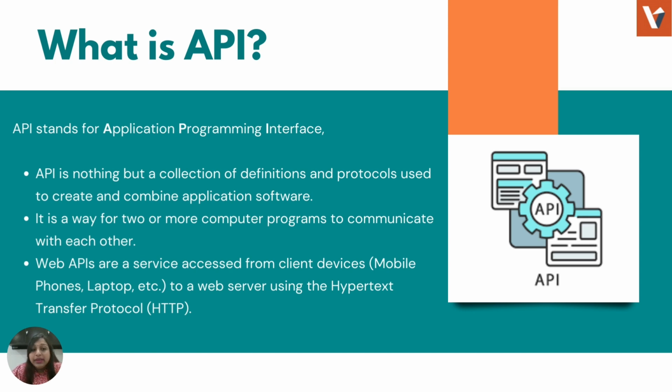I can simply say that an API is nothing but a collection of definitions and protocols used to create and combine application software. It is a way by which two or more computer programs can communicate with each other. These web APIs can be accessed from client devices like mobile phones and laptops to a web server using Hypertext Transfer Protocol, that is HTTP.